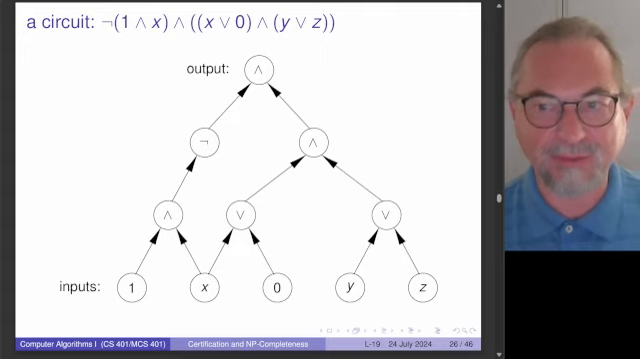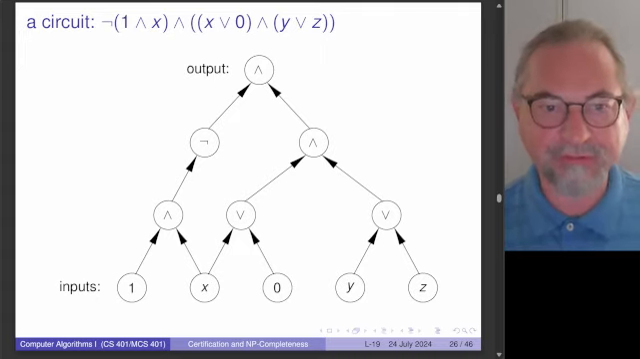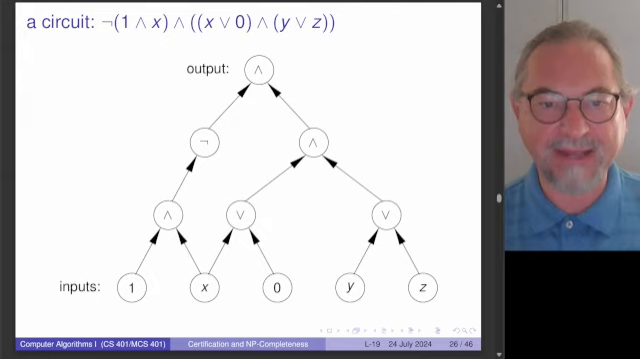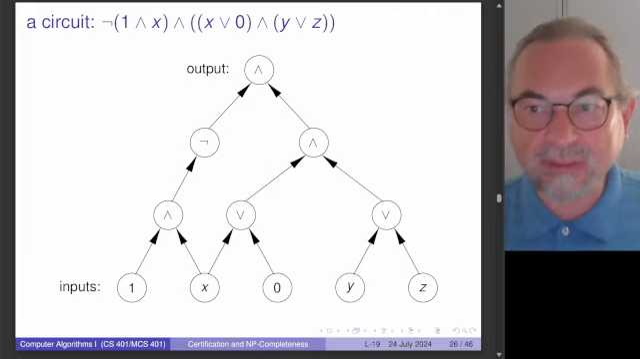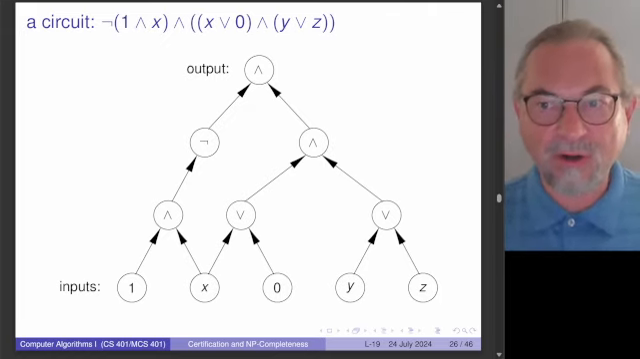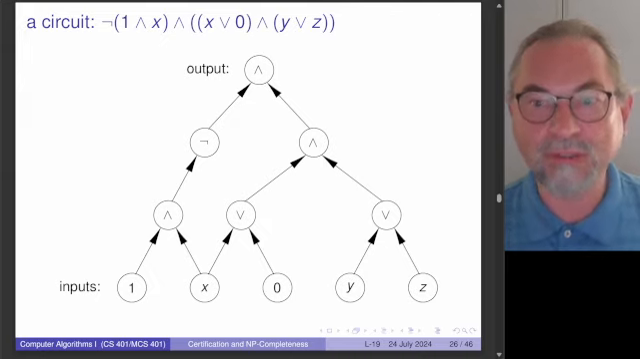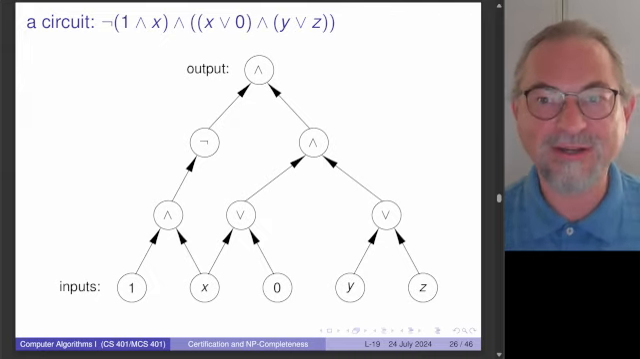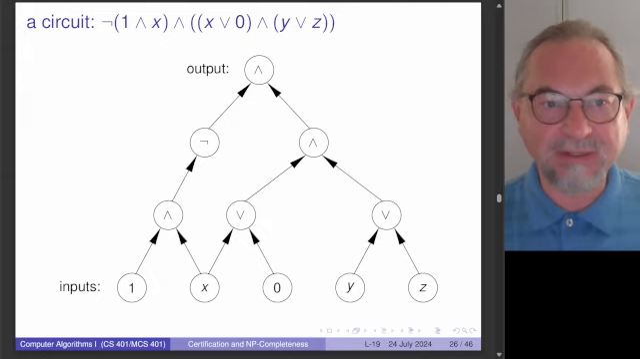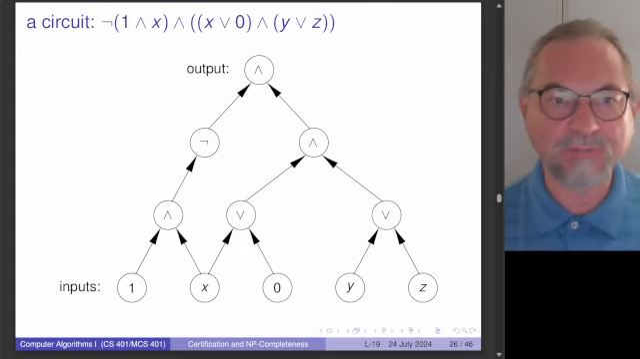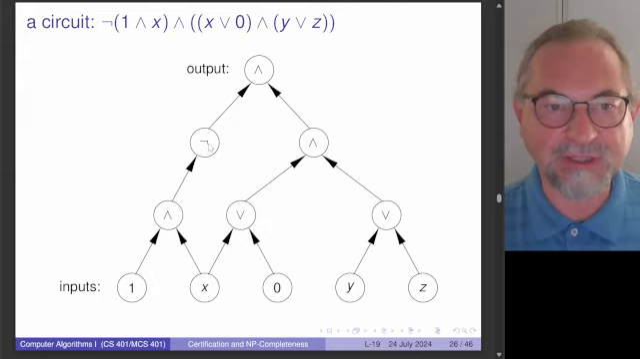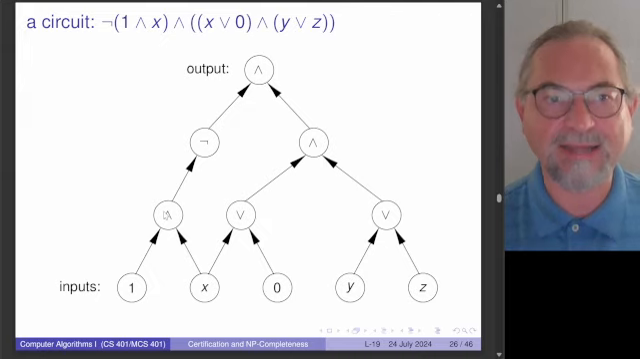So we have at the bottom our constants as special input gates. And then we have the three variables x, y, and z. The internal nodes are the logical gates, are the operations, the or, the and. The ors and the and, they take in two inputs, so they have two arrows leading into their nodes. The negation is a unary operator, so takes only one node. Here you should read this as the not of 1 and x.